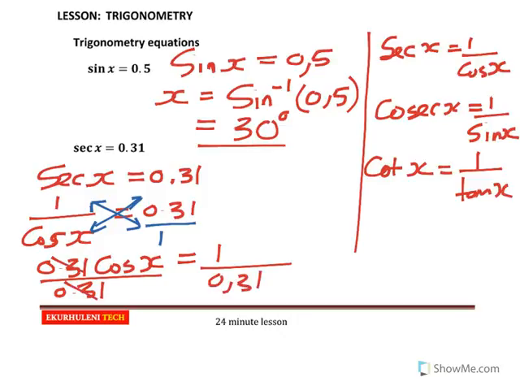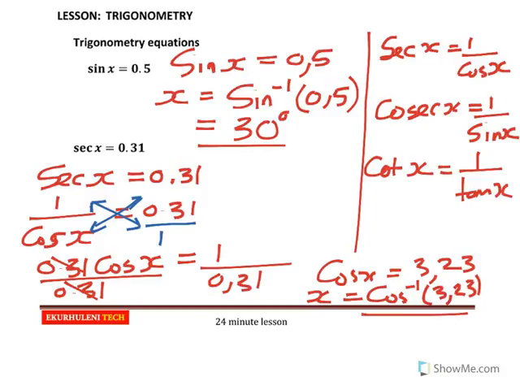When you do that, what you're going to have is cos x is equal to, if you say 1 divided by 0.31, which is equal to 3.223. Now x is equal to arc cos 3.23, and this answer will be undefined. Hence, it does not exist. It's undefined because you cannot find a cos of a number that is greater than 1. But this is the way you're supposed to approach it.